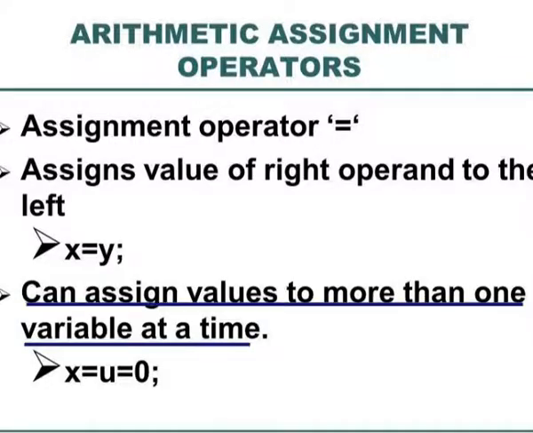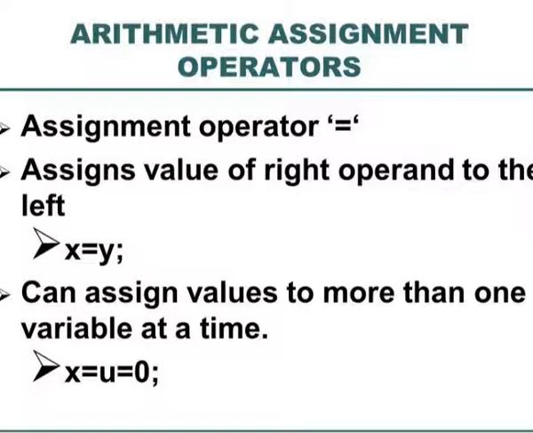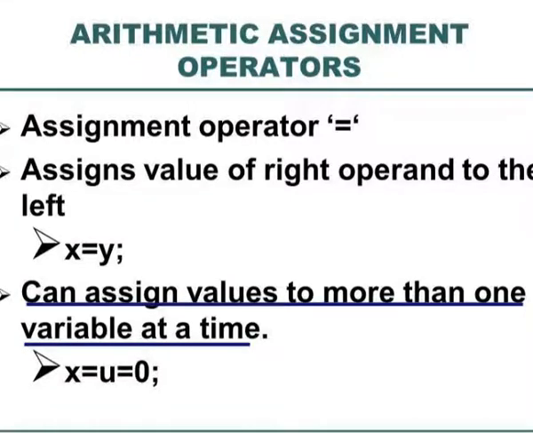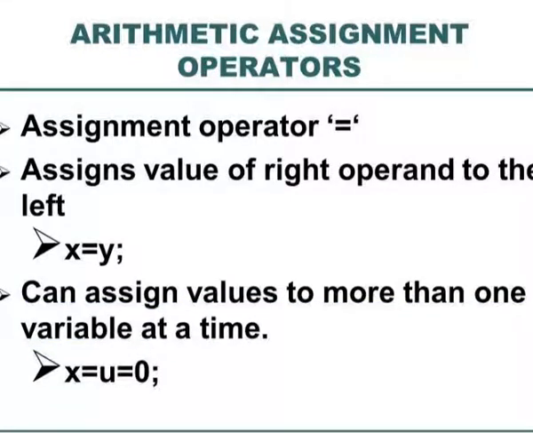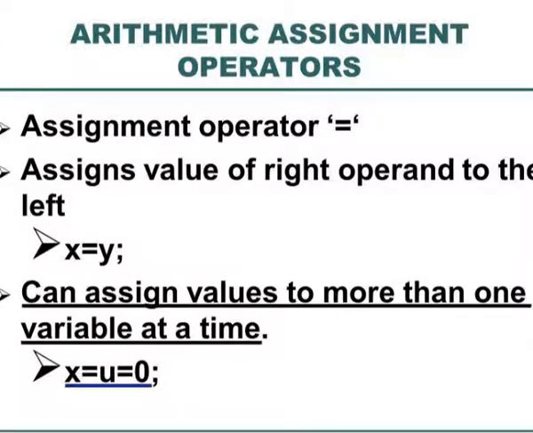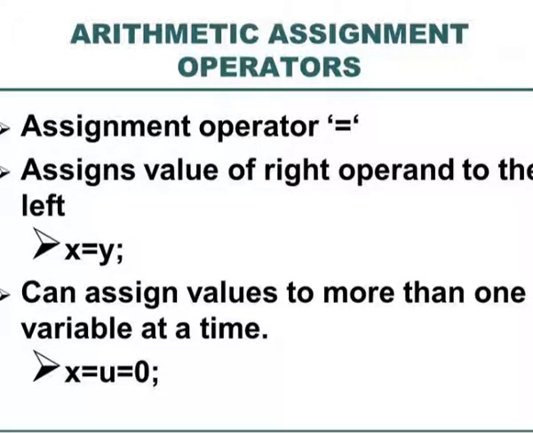It's not necessary that at a time only one value should be given to one variable. Here is an example of assigning values to more than one variable. Here in the same statement, x and u, two variables are given the same value 0. So this is another way of using assignment operators.